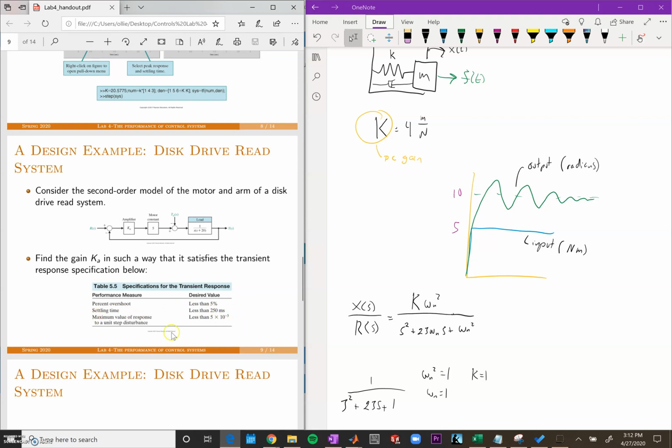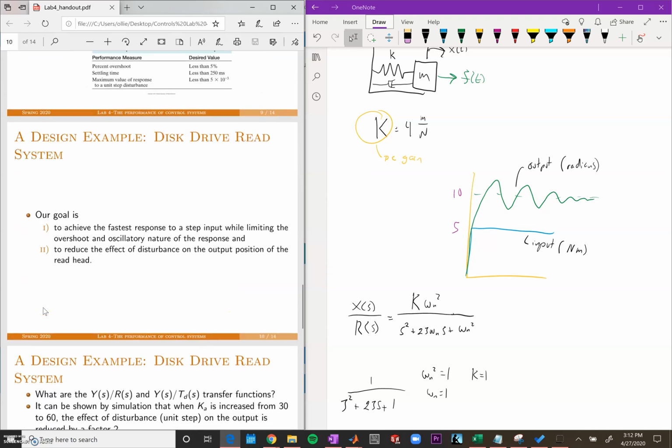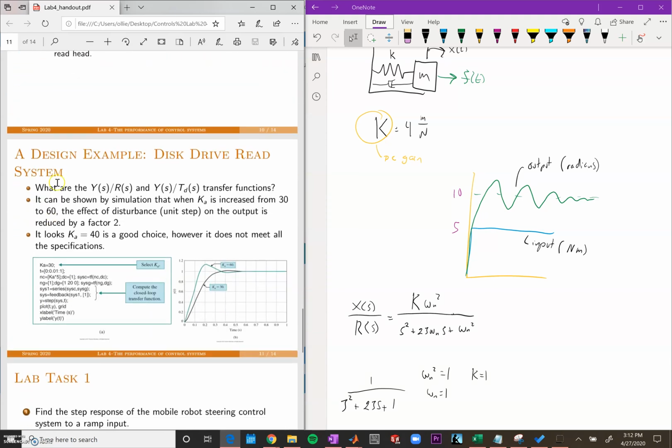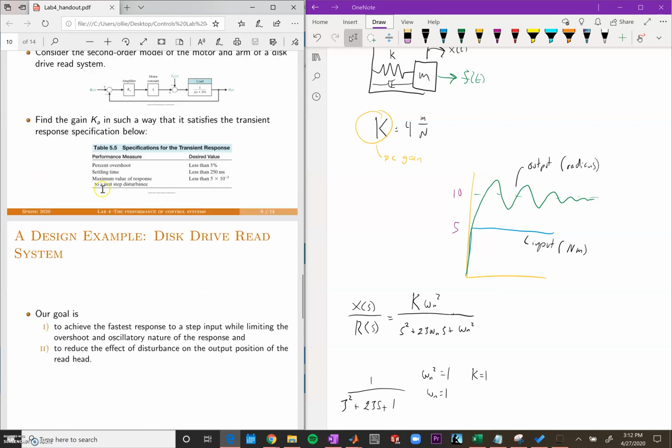And this last one is something new. We want our maximum value of response to a unit step disturbance to be less than 5 times 10 to the negative 3. Okay, so here we go. The first thing we want to do is find Y of s over R of s and Y of s over T D of s. So this is saying, let's ignore this part for Y of s over R of s. Let's ignore TD, let's say it's 0 and just solve the system.